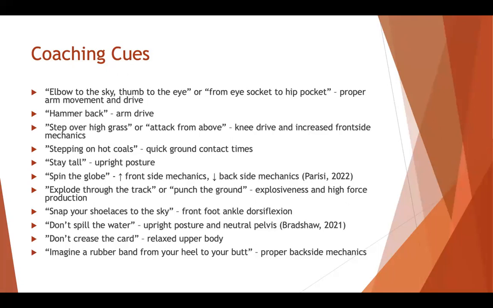We want our athletes to step over high grass or attack from above, meaning we want the knees to be driven up and forward, and increase the frontside mechanics, which will consequently decrease the backside mechanics. Stepping on hot coals ensures quick ground contact times. Stay tall. We want upright posture when we're at max velocity. Spin the globe is also about frontside mechanics and backside mechanics.